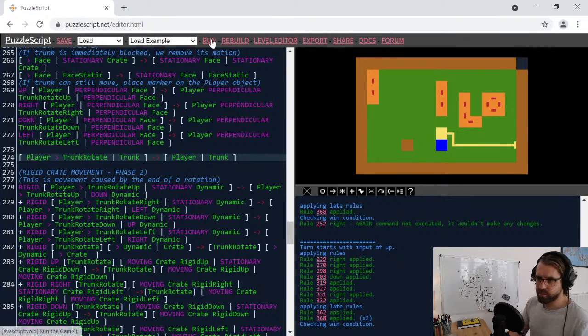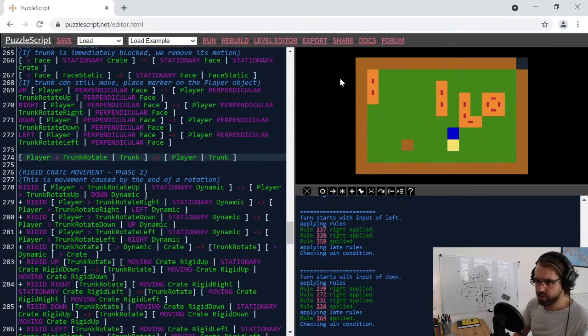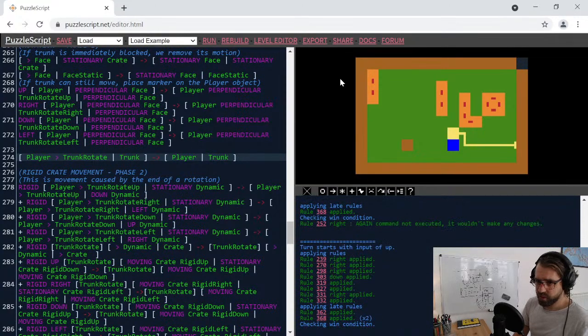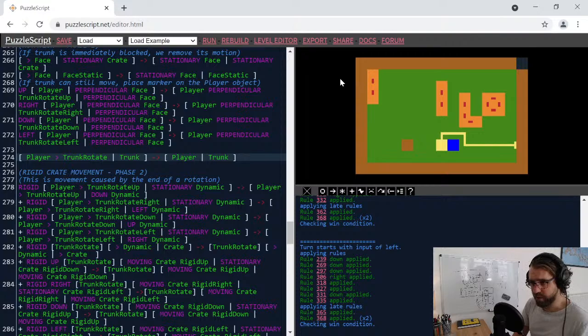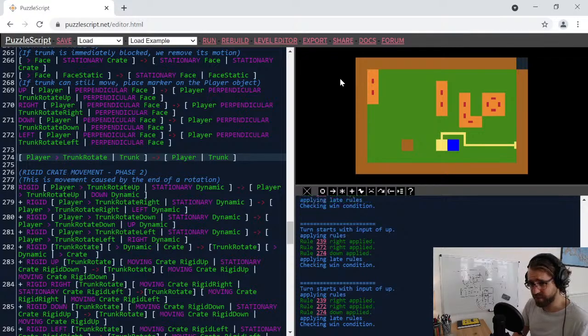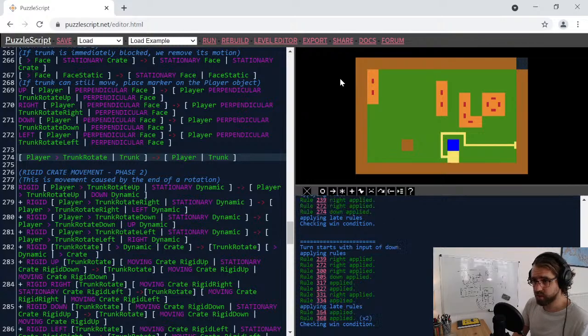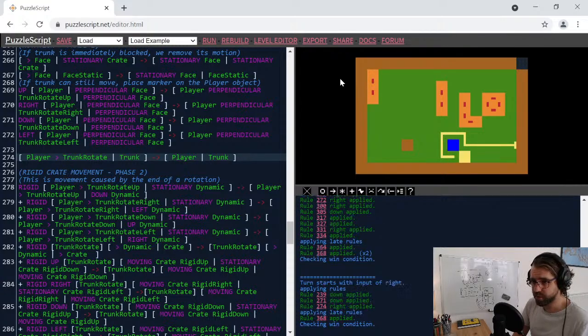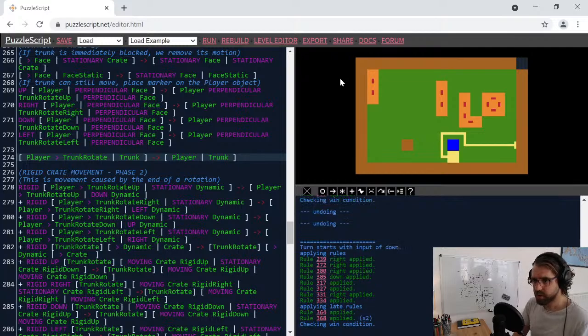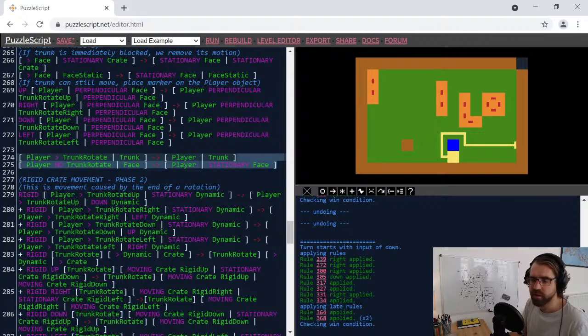Okay, so what that's currently doing is, if the player has a trunk rotate on it and it turns out there's already a trunk in that space, then I don't want the trunk rotate anymore. But then it causes this problem where that continues going. I need the face to be told not to continue going, if there's a thing there, is what I just tried.